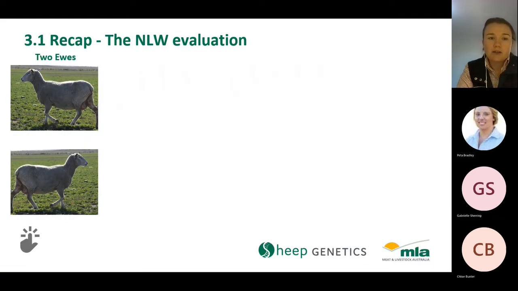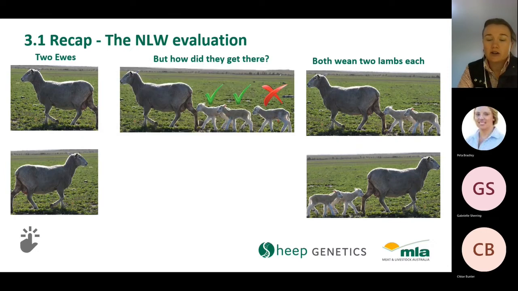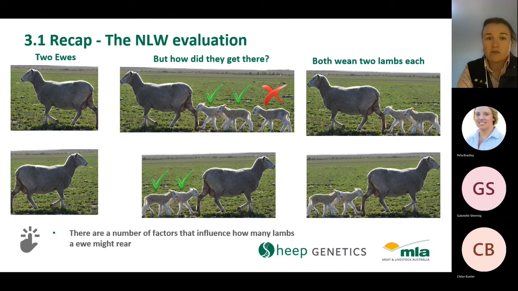So I'm just going to start by doing a quick recap of our previous reproduction trait, which was number of lambs weaned, or NLW. NLW was a single trait that was capturing reproductive performance across the entire reproduction cycle. So if we put that into perspective, here we've got two ewes, and they both wean 2 lambs each. If we're using the NLW model, they actually have the same phenotype for number of lambs weaned.